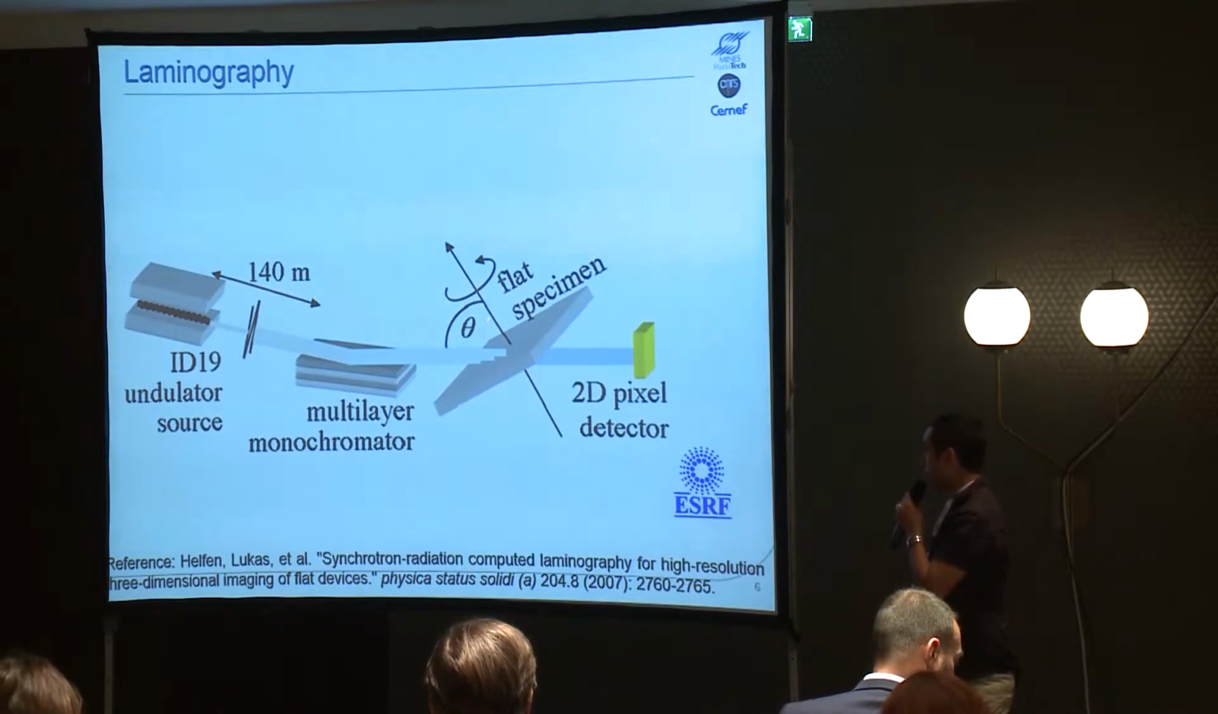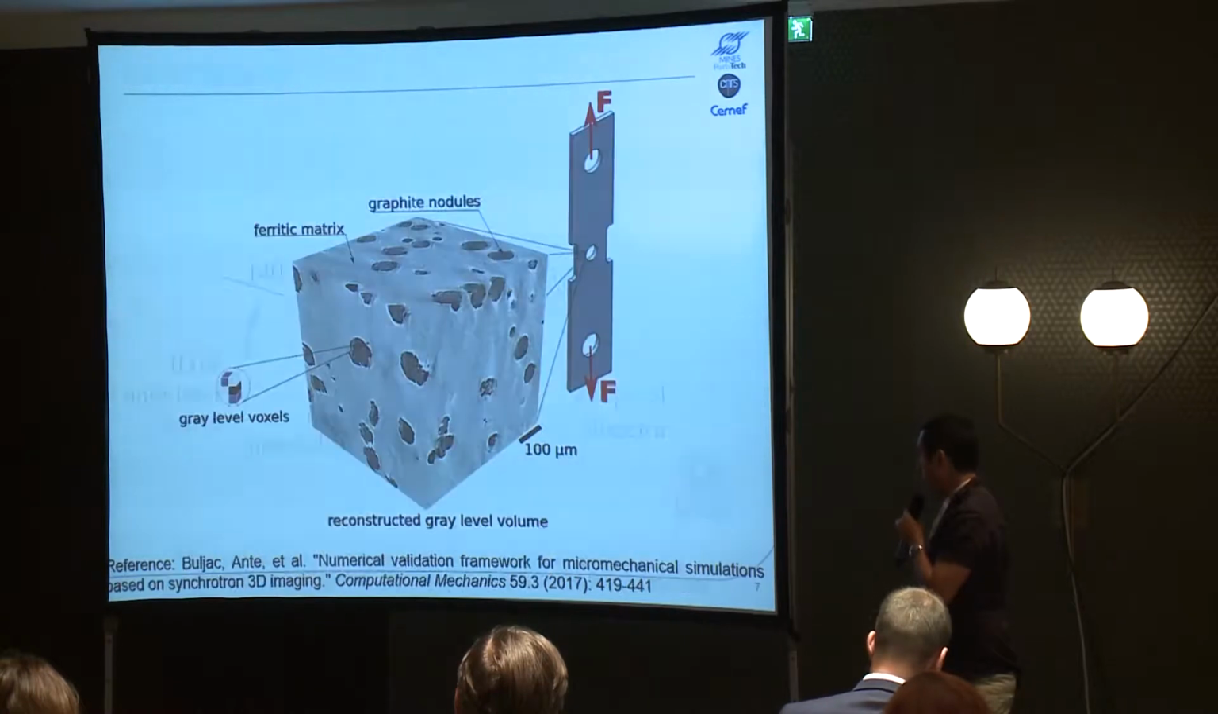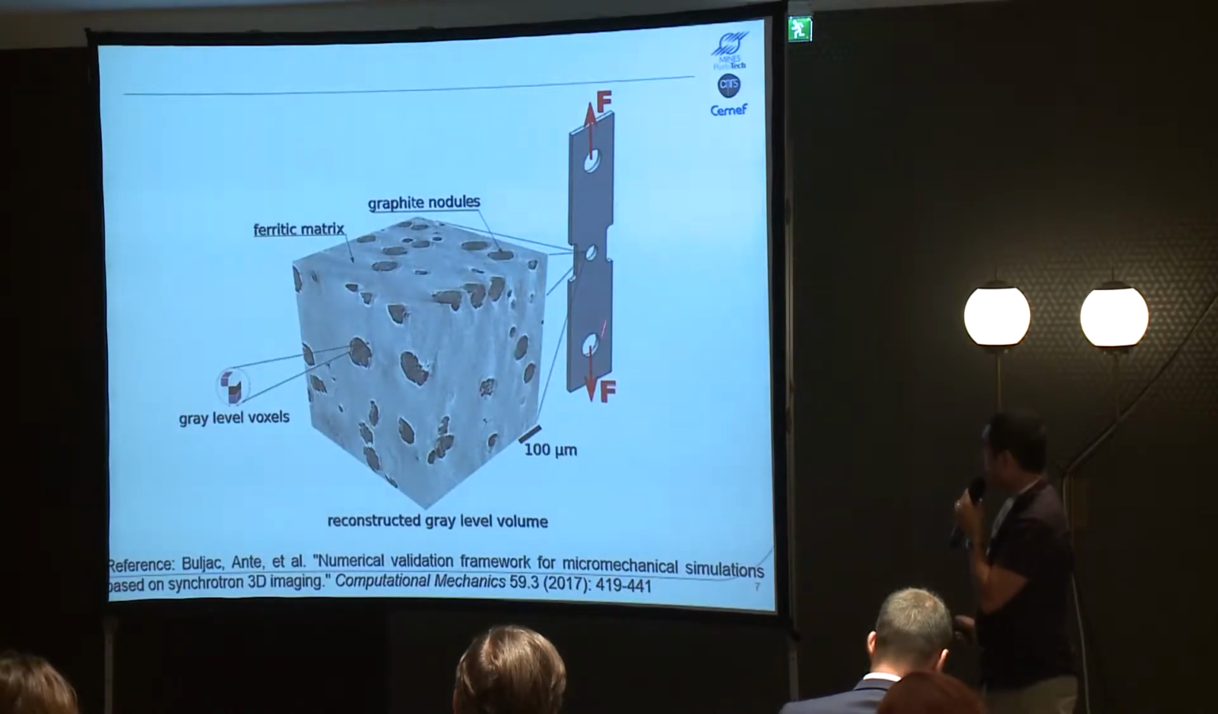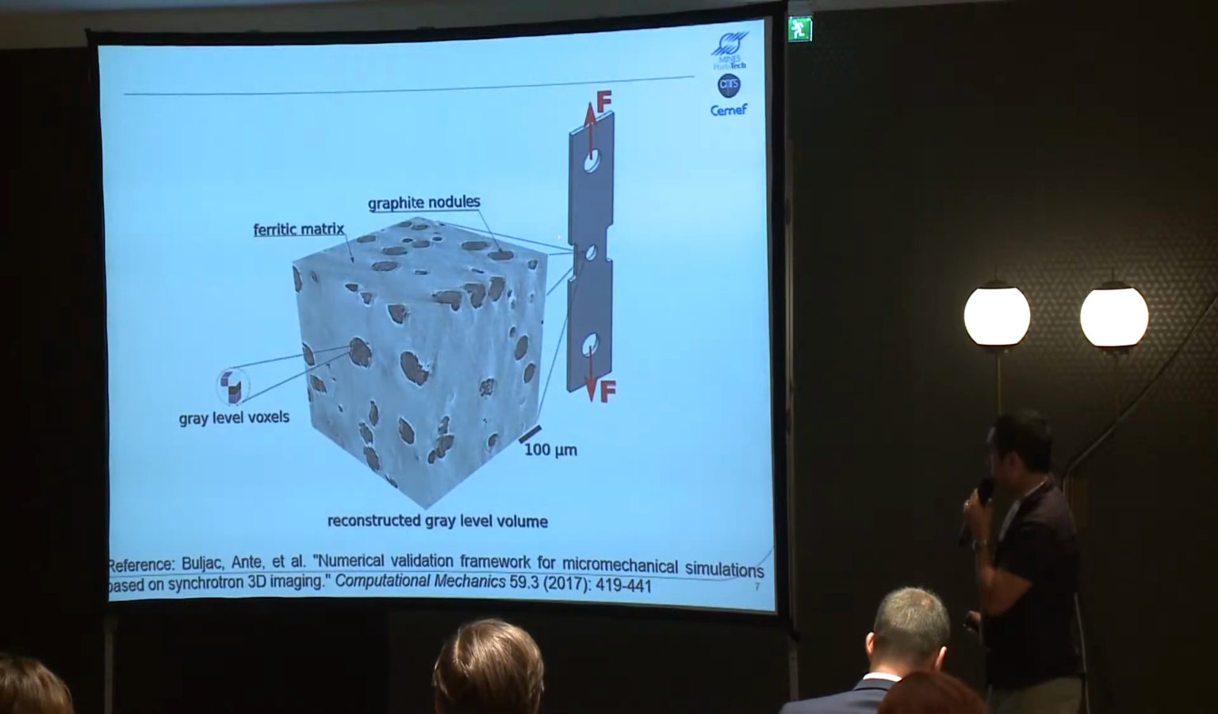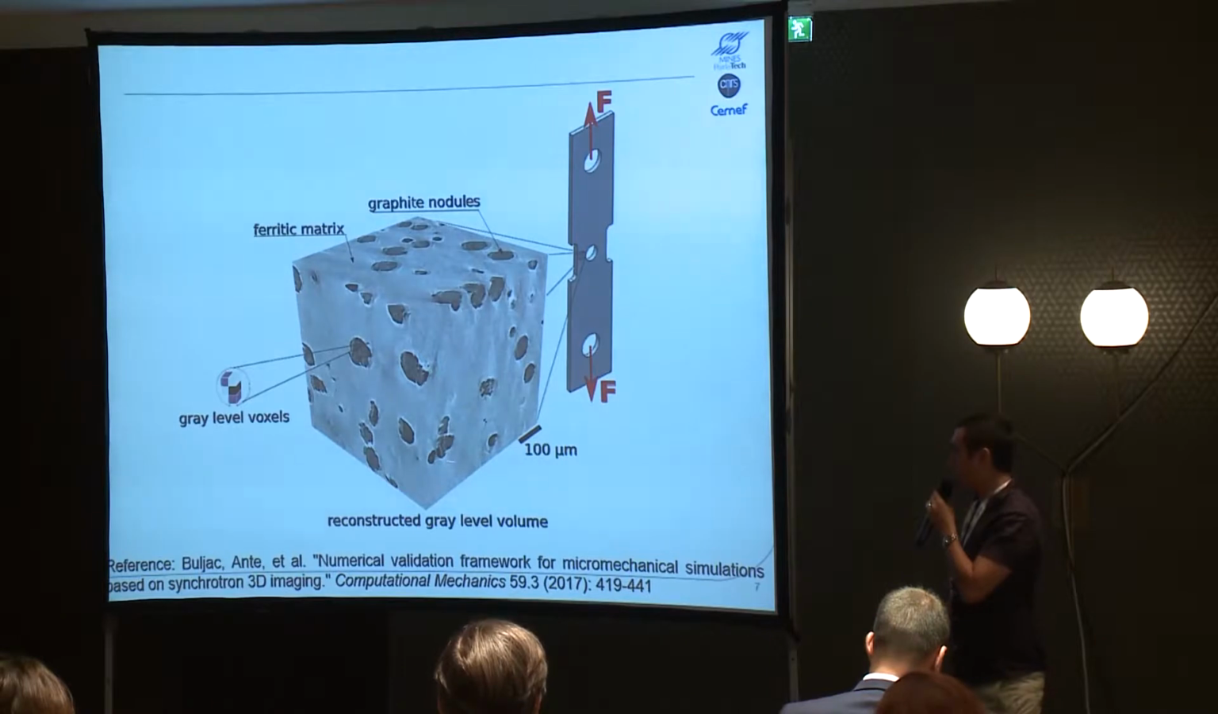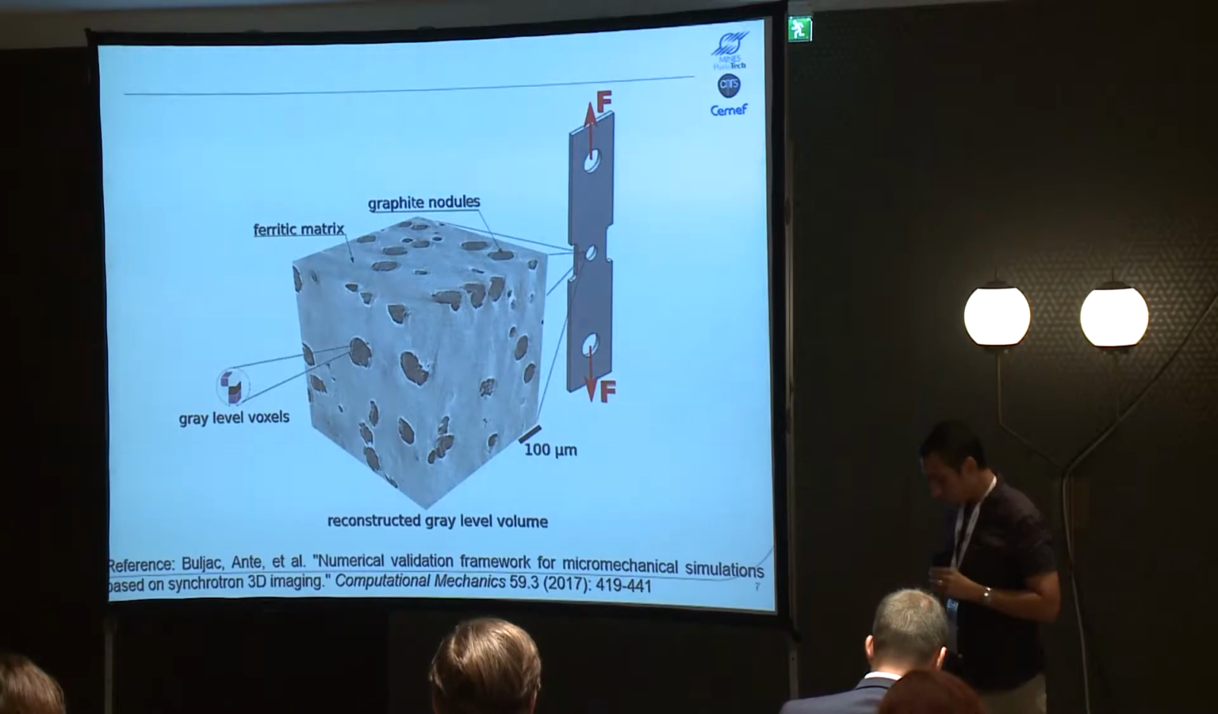So in laminography, we are able to study flat specimens. We can study specimens such as this one. This is a tensile specimen, and we are taking an interest here in this small region. We scan this region and we obtain this three-dimensional volume of our microstructure. To give you an idea of the scale, this black line here is 100 micrometers.